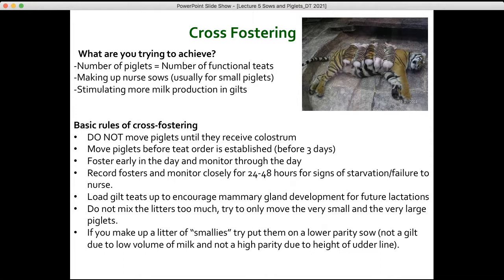Her udder line, because she's bigger, is going to be higher off the ground, so that might create issues for small piglets having access. And also her teats are going to be much thicker because she's been through a few lactations, and that might be difficult for small piglets to get their mouths around. So really, when you're using a nurse sow for a litter of smallies, you want to be using a P2. So not a gilt, because their milk production is less, remember, because their mammary glands are still developing.